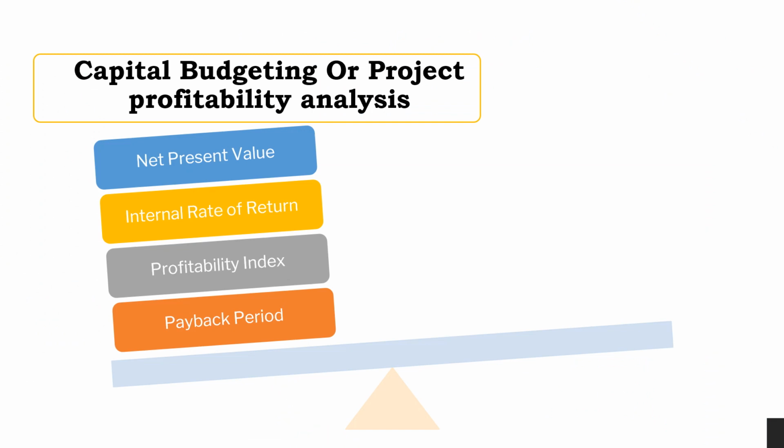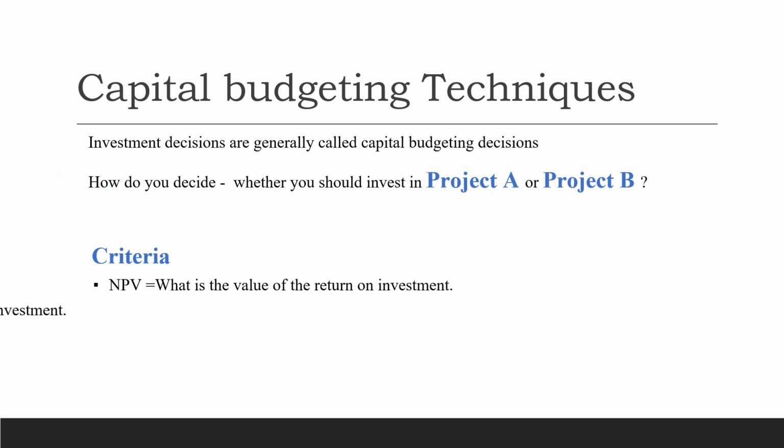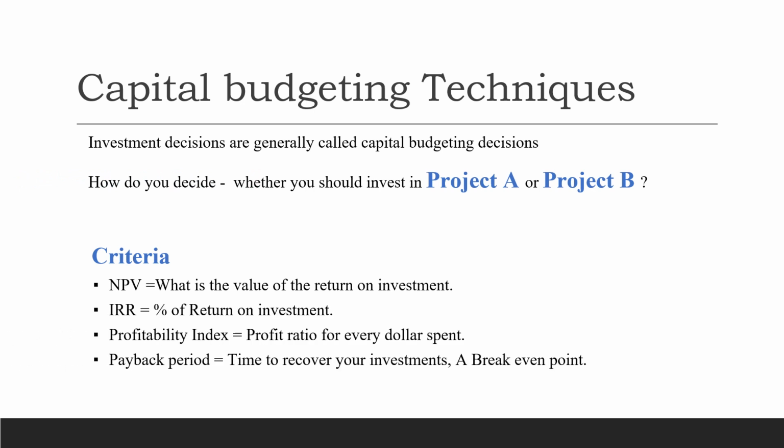In Capital Budgeting technique or Project Profitability Analysis, we are going to see mainly four topics: net present value, internal rate of return, profitability index, payback period. These are the criteria followed when considering the capital budget techniques, whether you should invest in project A or project B. These are the investment decisions which can generally be called capital budgeting decisions.